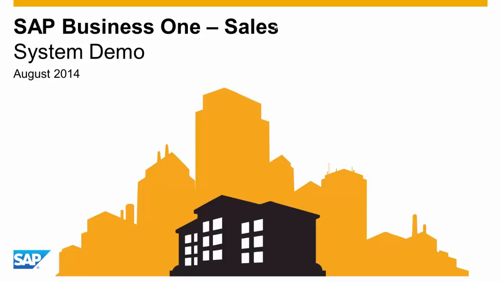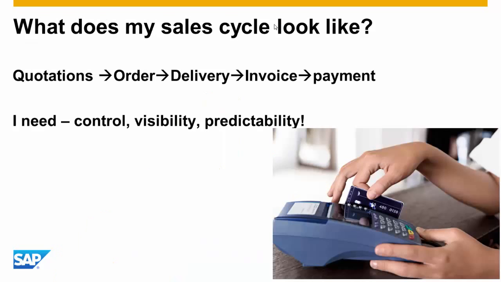Welcome to the SAP Business One Sales System Demonstration. Sales and logistics is a critical part of any company's success, from the creation of sales quotation all the way to billing and payment. This process must be well controlled, organized, and predicted both from the company side and the customers.